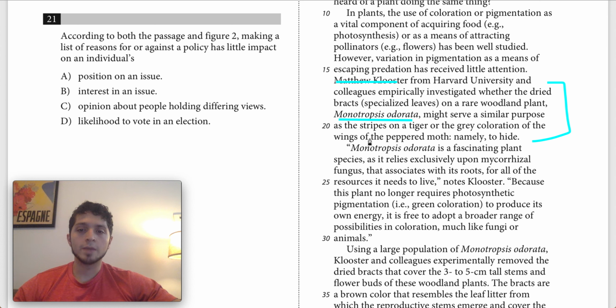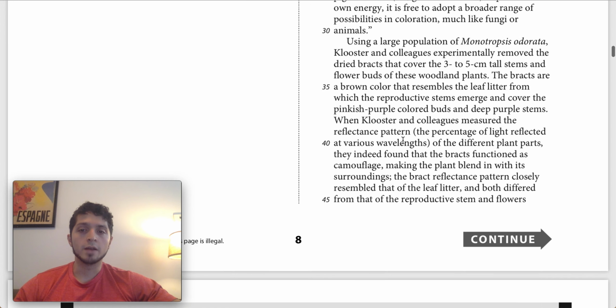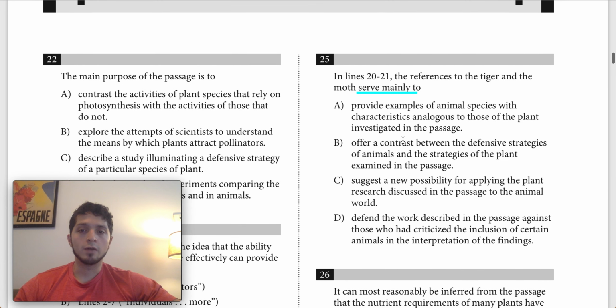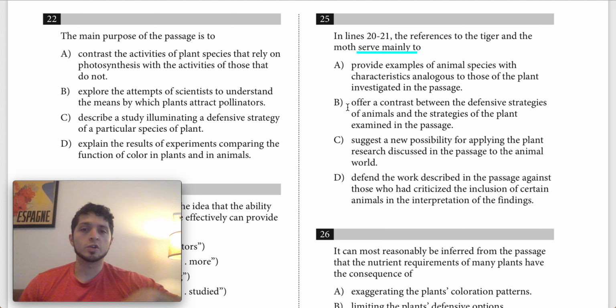And so the reason why he's mentioning the stripes on a tiger or the gray coloration of the wings of the peppered moth is basically to explain or to give examples of other features of camouflage that he wants to see if Monotropsis odorata can be compared to. So basically the references are being made to give examples of camouflage. So let's see if we have an answer choice that will match that.